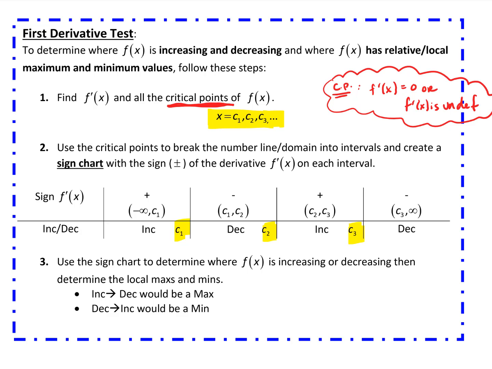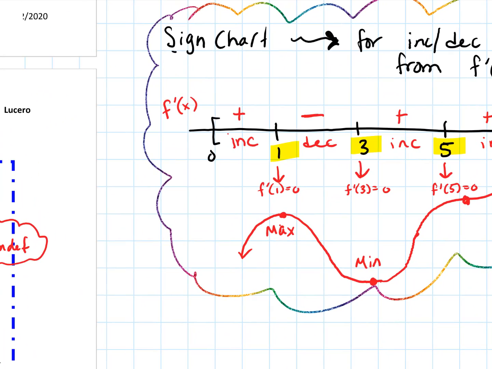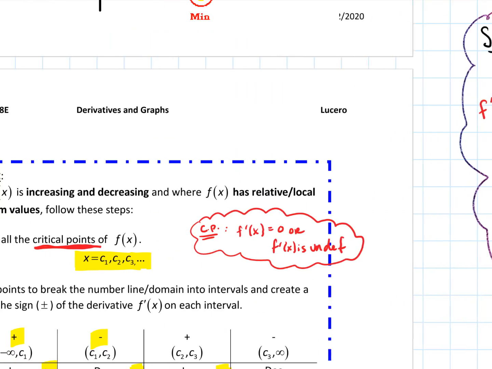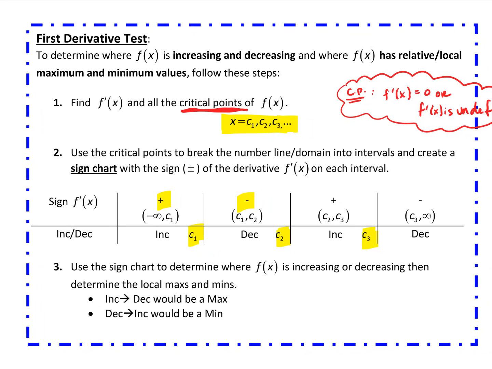This is just a sample. Obviously, it doesn't have to switch. We looked at an example right here where it was positive and positive. It increased and then kept increasing. Okay, so we will use a sign chart, putting our critical points onto that sign chart, and then testing the derivative to figure out where the derivative is positive, where the derivative is negative.